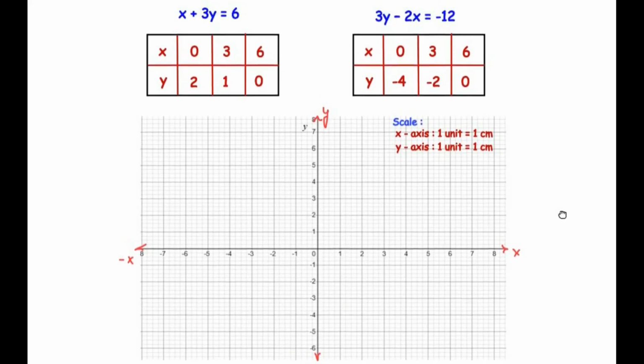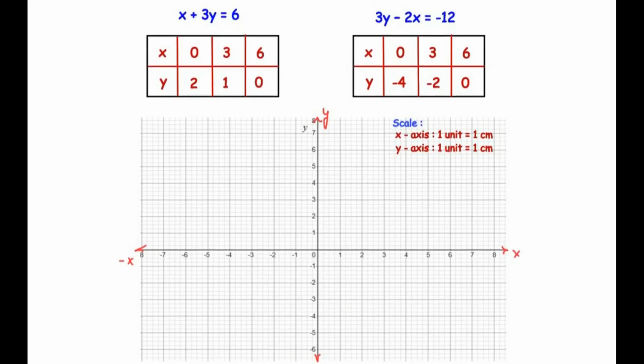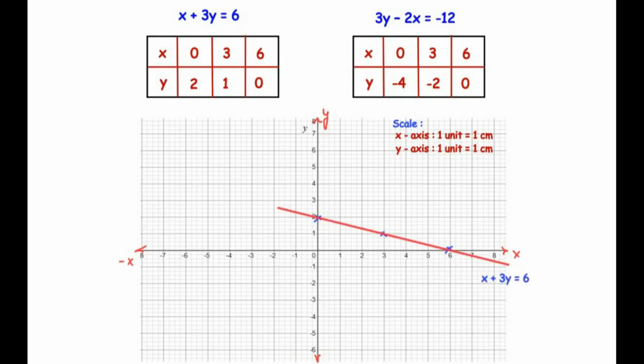Now let us start plotting the points for the first equation. That is when x is 0, y is 2. So when x is 0, y is 2, the point will be on the y-axis, that is over here. So this is our first point. Now the next point is when x is 3, y is 1. So the second point will be over here. And the third point is when x is 6, y is 0. So the point will be on the x-axis, that is over here, 6, 0. Now let us draw a line connecting these 3 points this way. And this line represents the equation x plus 3y equal to 6.